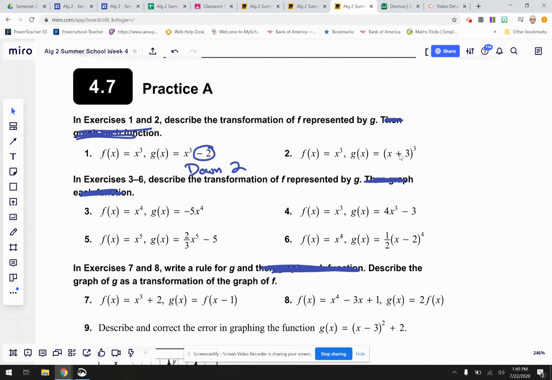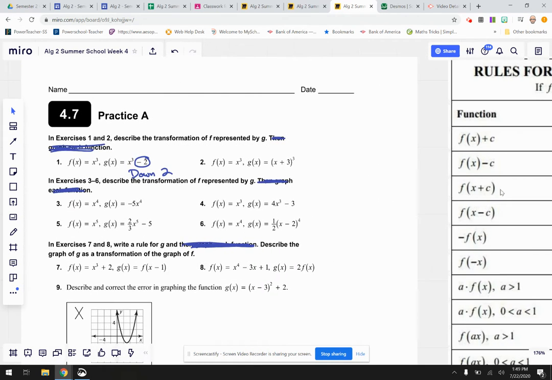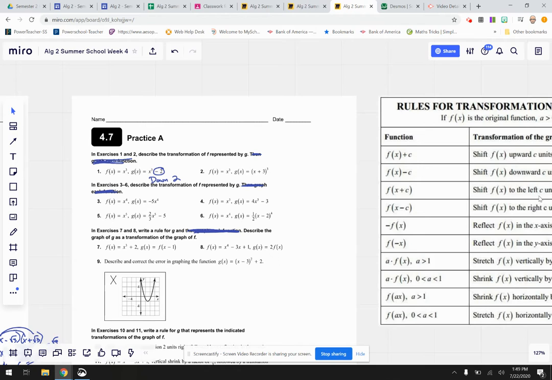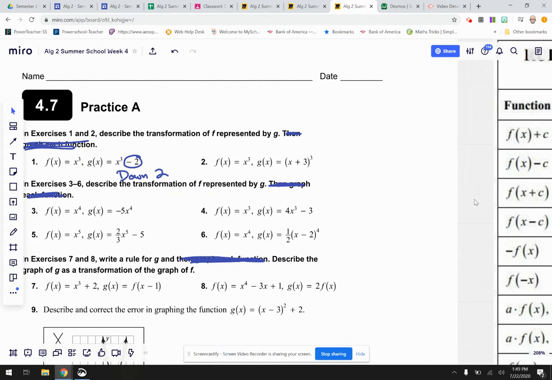This one is adding 3 inside of the function, inside of the x. That's these guys right here. It's adding inside of the parentheses. Adding is a shift left. So this is going to go left 3 units. So this plus 3 right here is left 3 units.